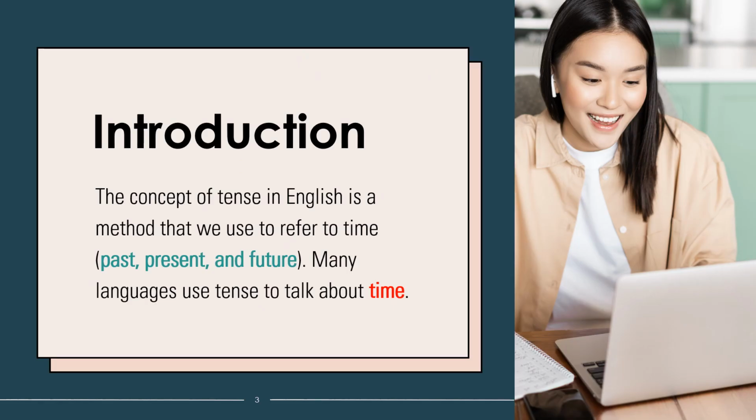So, in English, the idea of tense comes from how we refer to time. They are past, present, and the future. Not only in English, I think several languages employ tenses to express time. So tenses play a crucial role in the English language. It denotes the time an action takes place, whether sometime in the past, in the present, or will take place sometime in the future.